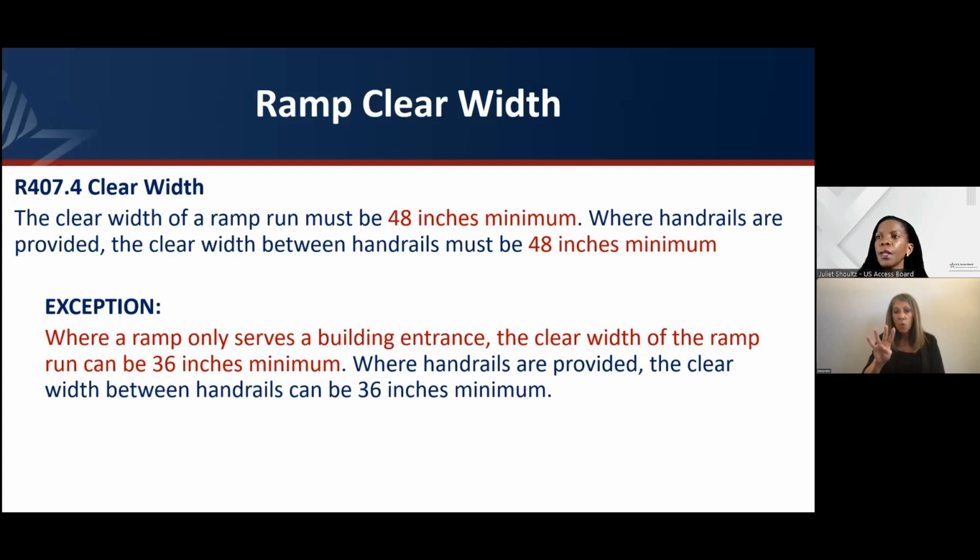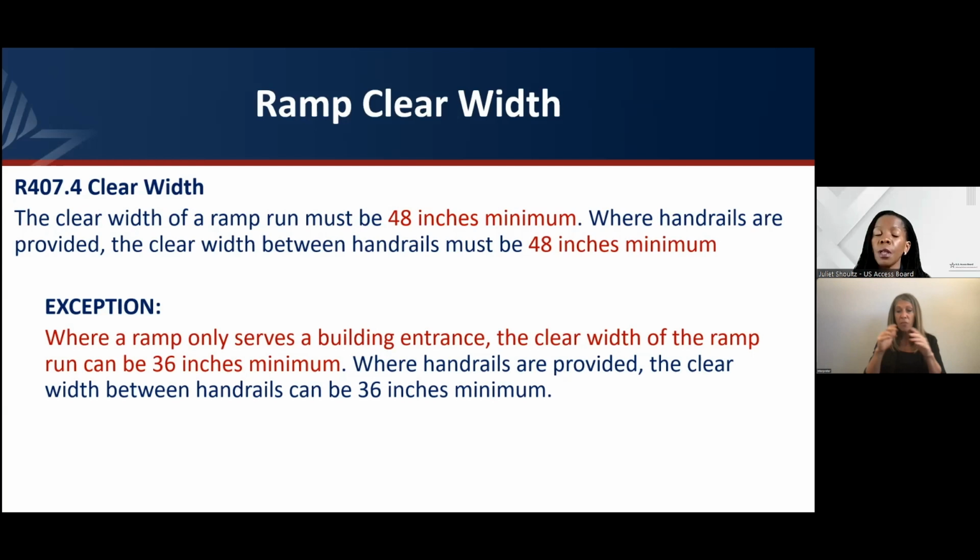So for a ramp, there is a minimum clear width at R407.4. The clear width of a ramp run must be 48 inches minimum. Where handrails are provided, the clear width between the handrails must be 48 inches minimum. There is an exception. So if that ramp only serves a building entrance, the clear width of the ramp run can be 36 inches minimum, which is consistent with the building guidelines. Where the handrails are provided, the clear width between handrails can be 36 inches minimum.